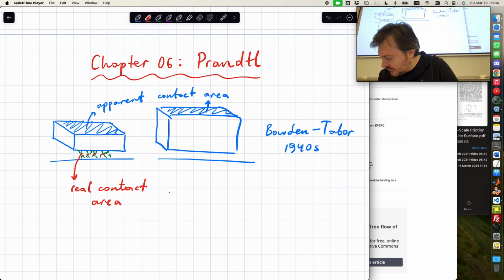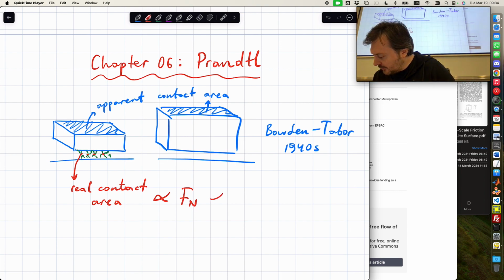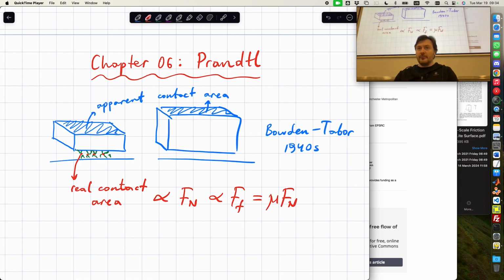is proportional to normal force. So the more you push it, the larger contact area you get, which is proportional to force of friction. That's why you have this mu times Fn in high school books. Are you happy? Yes? So one puzzle solved.